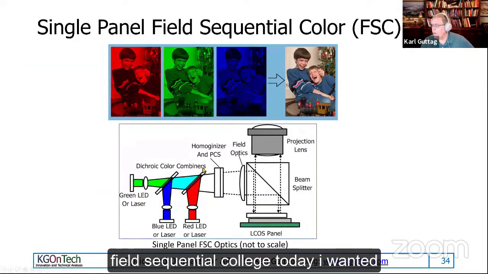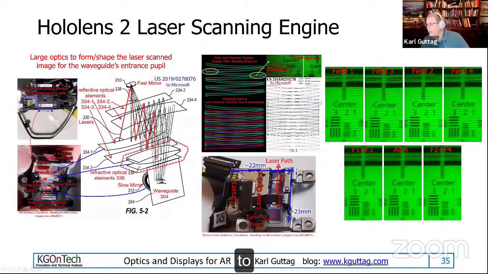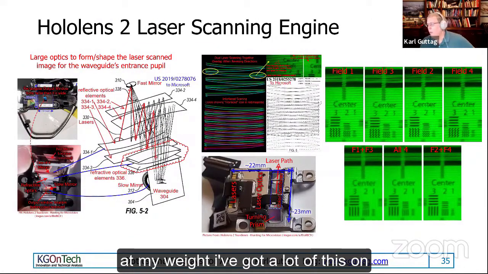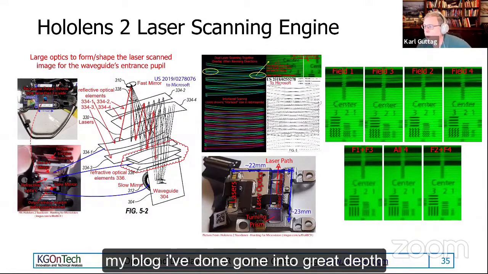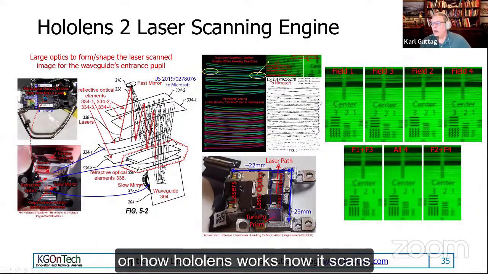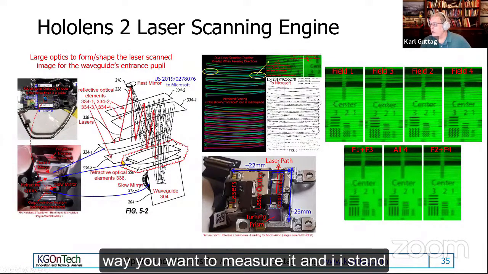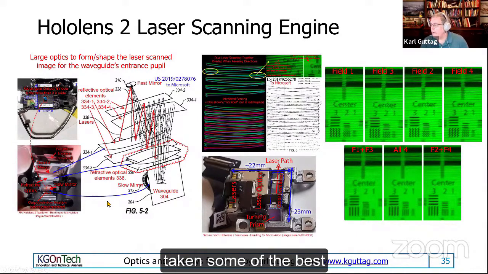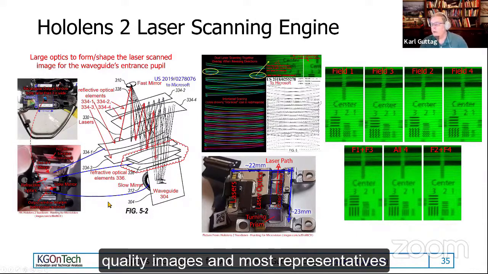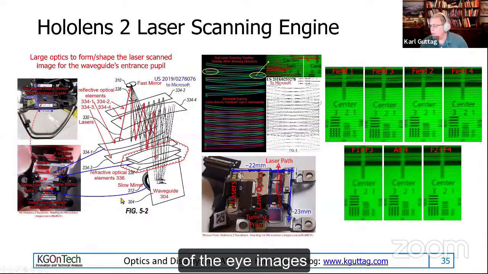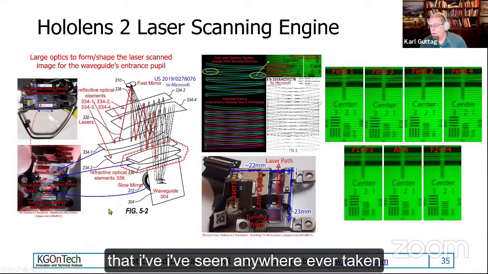I don't think I'll talk too much about field sequential color today. I've done a lot of studies, and I've got a lot of this on my blog. I've gone into great depth on how HoloLens works, how it scans. It's a messy process, and it's really poor image quality, any realistic way you want to measure it. And I stand behind the fact that I think I've taken some of the best quality images and most representative to the eye images that I've seen anywhere ever taken of HoloLens.